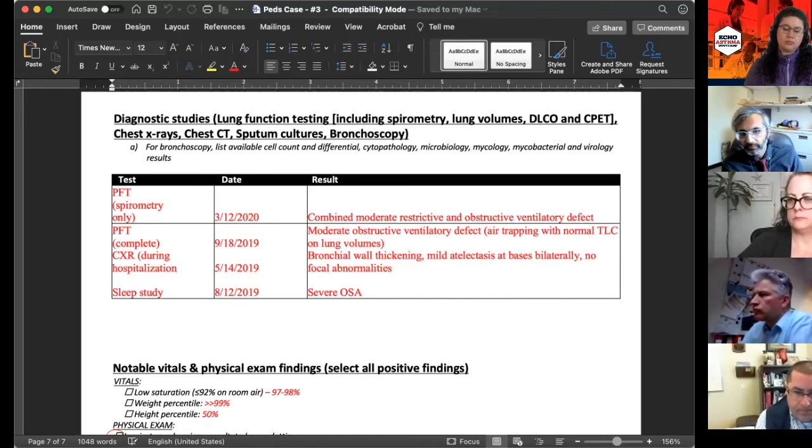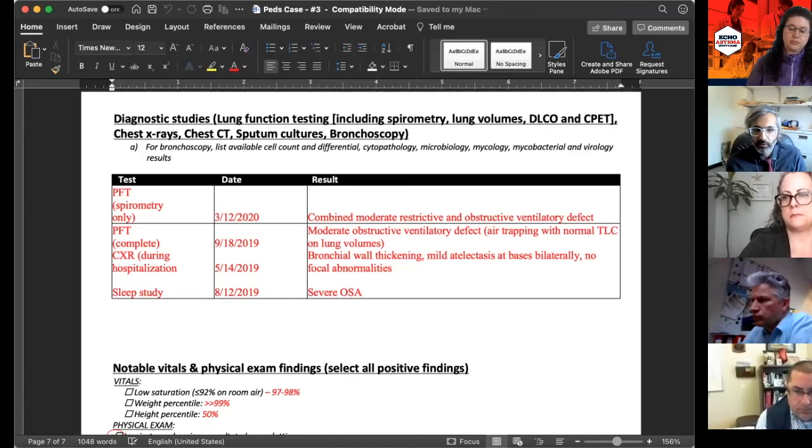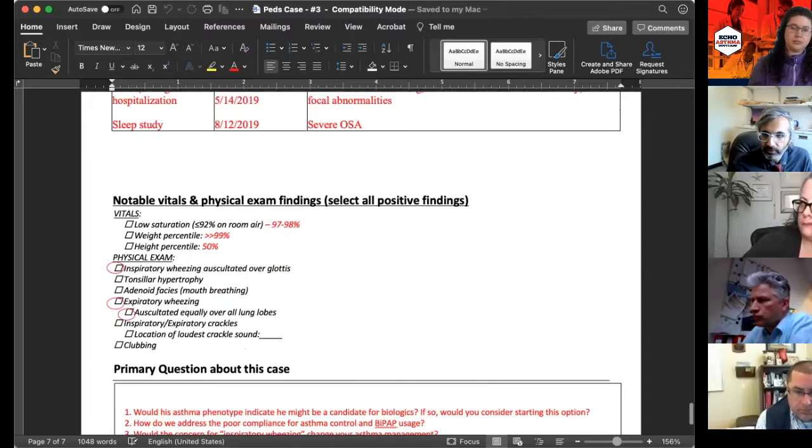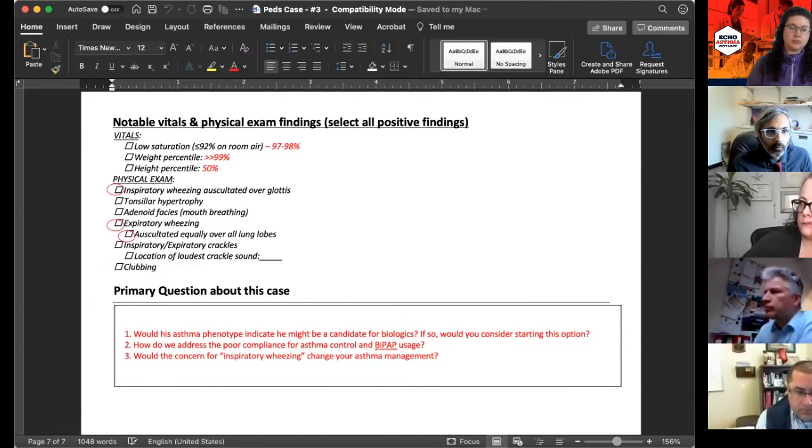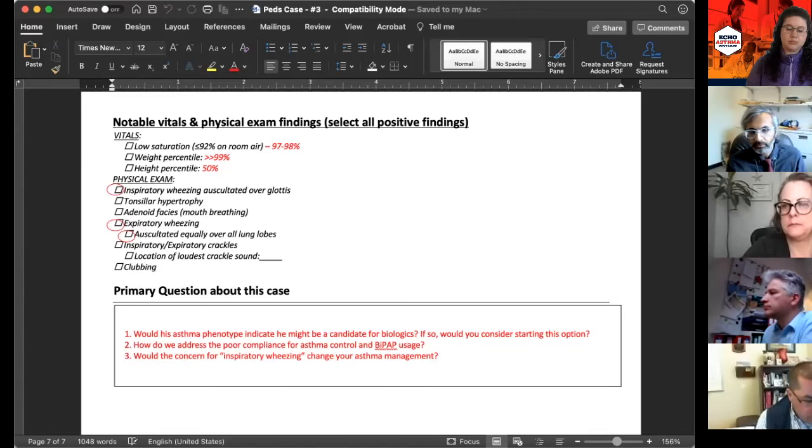Now, her vitals on exam were notable for having normal saturations, but her weight was well above the 99th percentile. Her physical exam, if you could scroll down just a little bit, was showing inspiratory wheezing over the glottic region. She did have expiratory wheezing as well that we heard all over her lung lobes, so both inspiratory and expiratory.